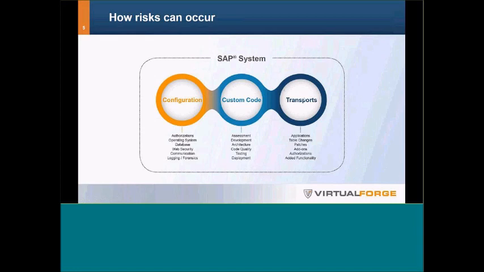On the other side, you also have transports. Transports can actually be misused to transport things like roles and authorizations, usernames, including a password, or programs which execute automatically on the target system. So transport is another potential threat area.